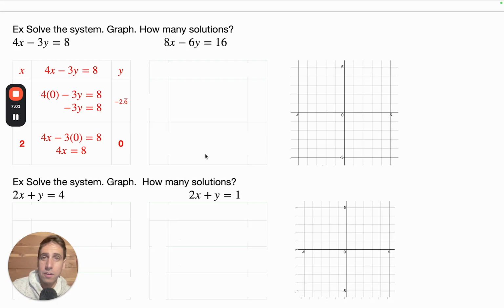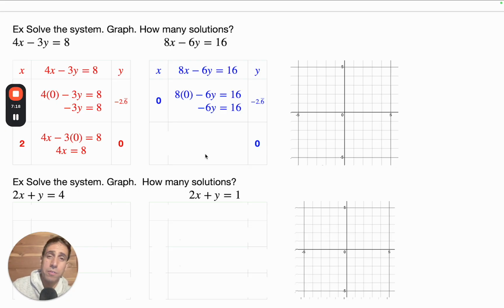Next one. I think I'm going to do the same thing. I'm going to do a 0, 0 table. 0 in for x, and when we do that, we get negative 6y is equal to 16. Dividing both sides by negative 6, we get, again, negative 2.6 repeating. Plug 0 in for y, and we get this: 8x is equal to 16. It becomes 2.